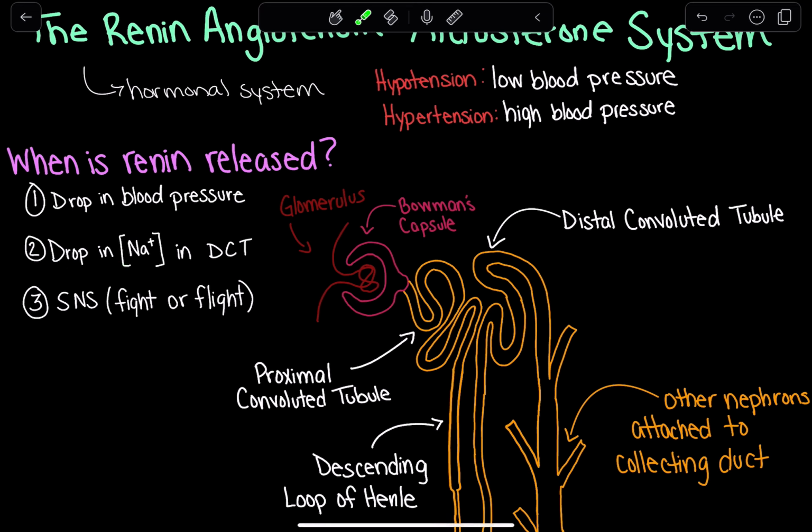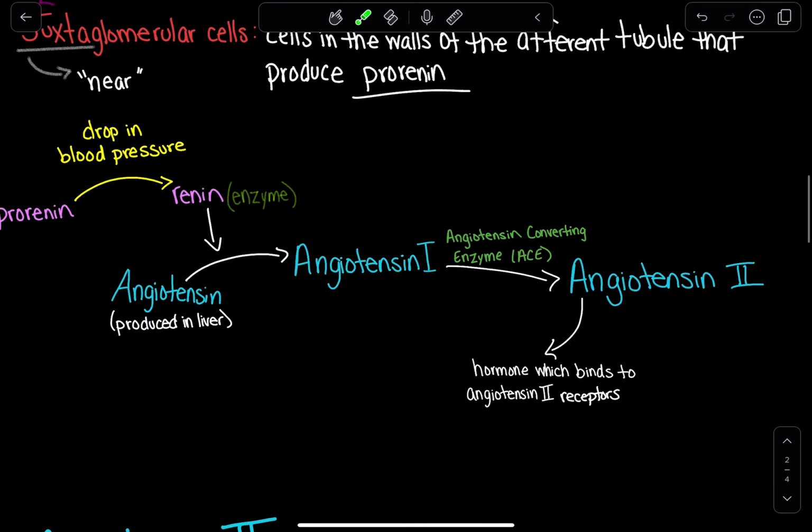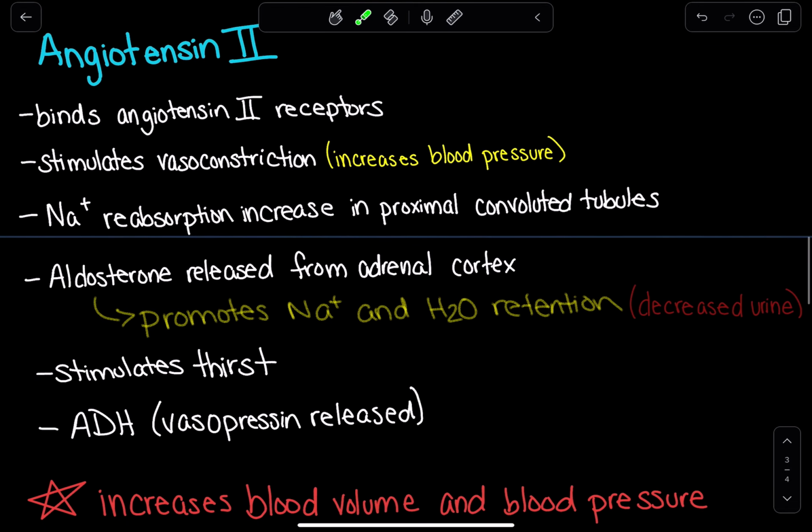We'll get into that in a second, but the distal convoluted tubule, remember, it has those macula densa cells, and if they detect low sodium, they will tell the juxtaglomerular cells, and the juxtaglomerular cells will release prorenin. Prorenin will be cleaved to renin, and then it will set off that cascade reaction in which we get angiotensin 2. Now, angiotensin 2, what does it do?